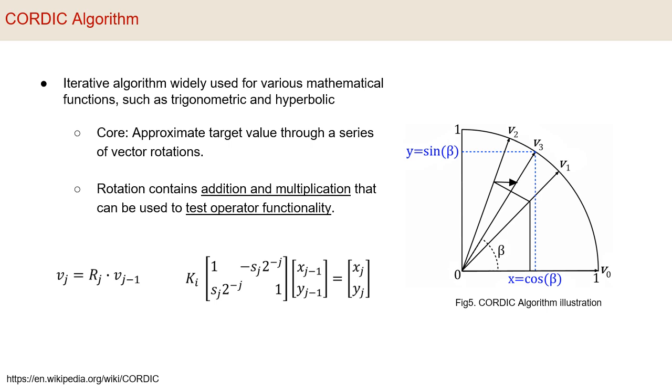It is an iterative approach for computing trigonometric functions. The key idea of CORDIC is computing the target values through iterative vector rotations. As shown in the diagram, the process starts with an initial vector. The algorithm applies successive rotations, each one moving the vector closer to the target angle beta. The final vector's x and y components represent cosine beta and sine beta respectively. Additionally, there is a key equation that represents each iteration. It demonstrates how the vector is updated using a scaling factor Ki.